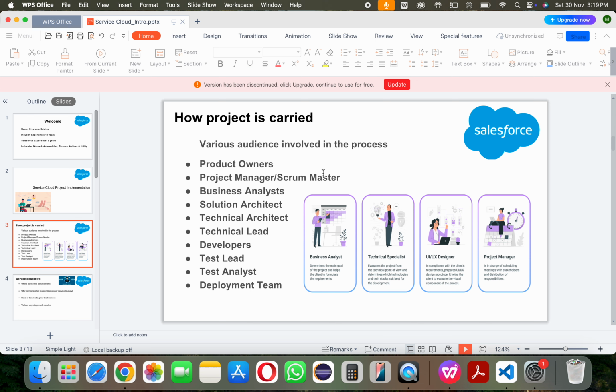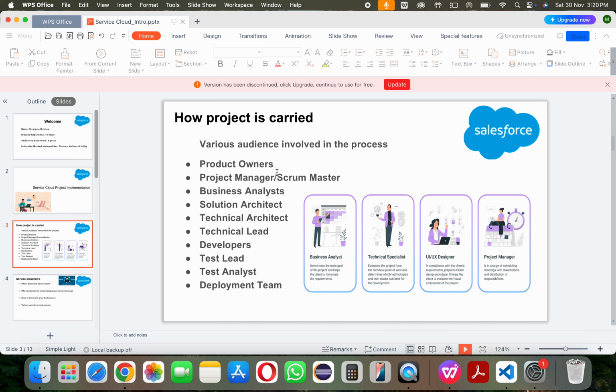The first person is the client's person. The product owners are from the client. The rest of the team, maximum 80%, will be from the vendor. Vendors are service-based companies who provide the service to the client. The project manager is responsible for taking care of the project implementation and delivering the solution to the client on time and without any major issues. That is the role of the project manager.